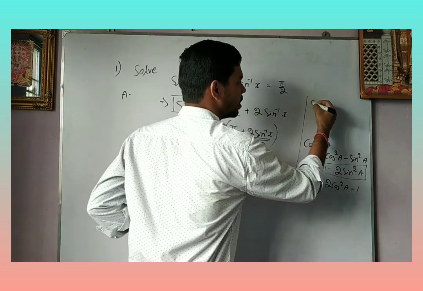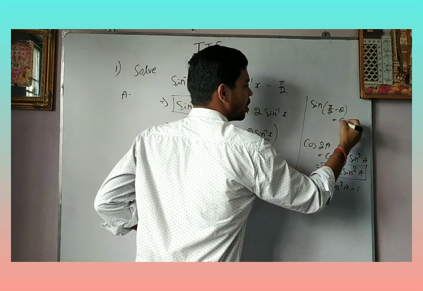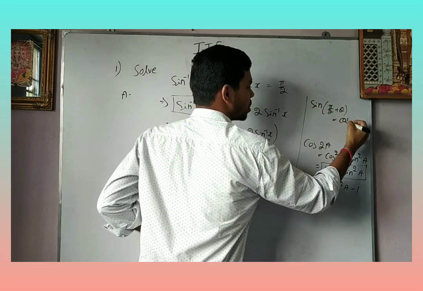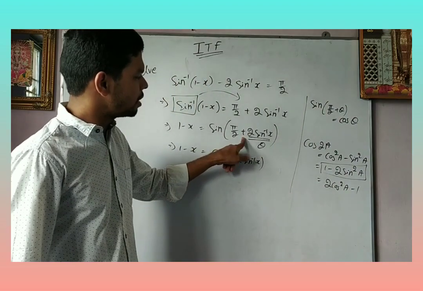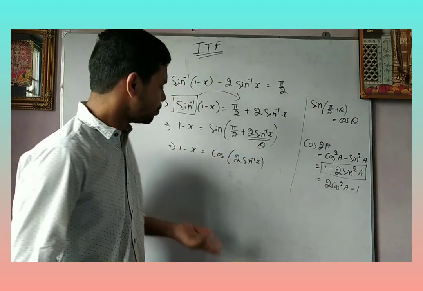This is the formula: sin (90 minus theta) is cos theta. This is our 90 plus theta, this is also our cos theta. If it is plus, it is cos theta. If it is minus, it is also cos theta, no doubt.